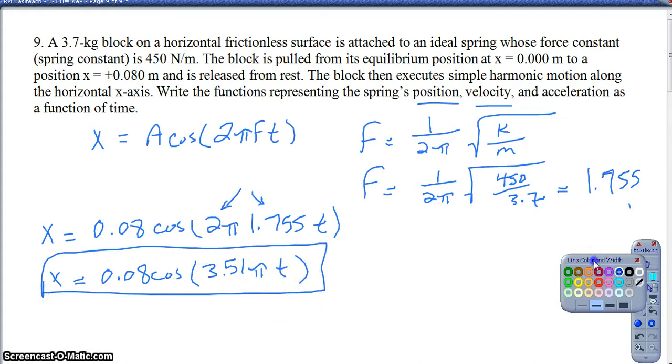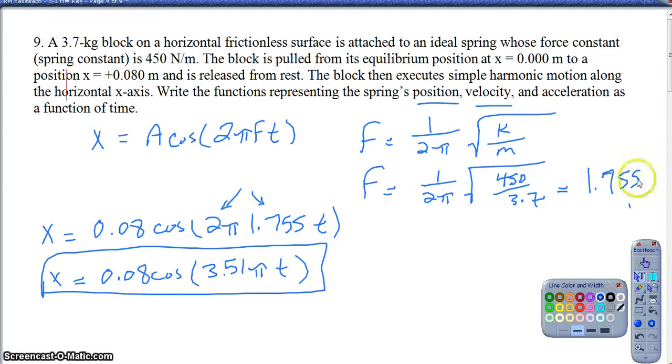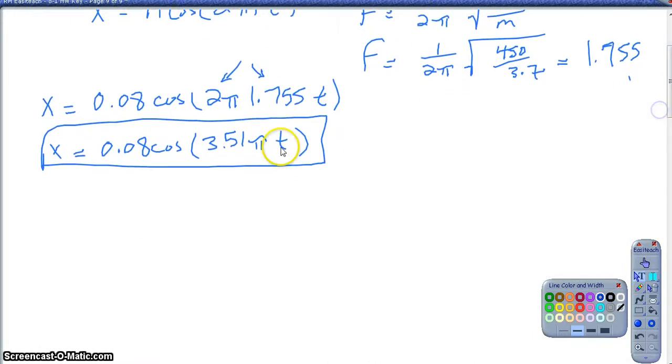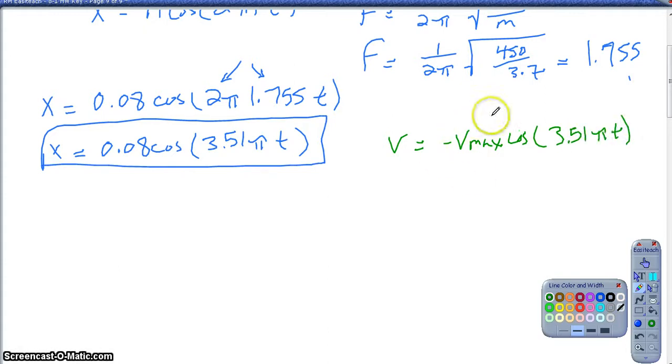You could go ahead and approximate 3.51 times pi, but there's no reason to do that. It just makes our number even less specific, so no real urgency. Anyway, I've got my position function. To find your velocity function, you could say velocity equals negative v max times cosine of the same interior function, 3.51 pi t. You could do that and then find your maximum velocity, and there's absolutely nothing wrong with doing that. However, I've gone through the work of setting up a position function.